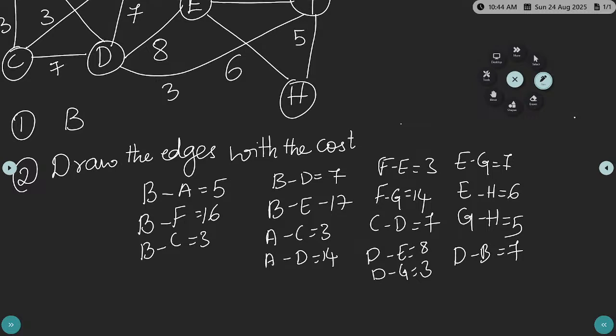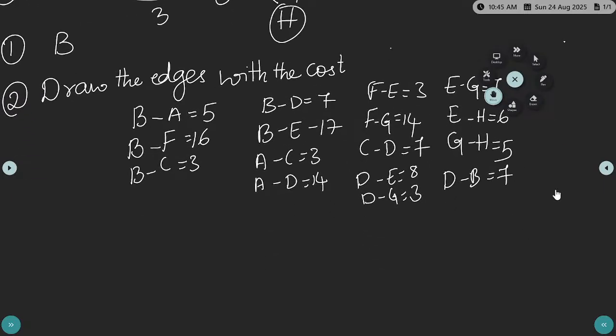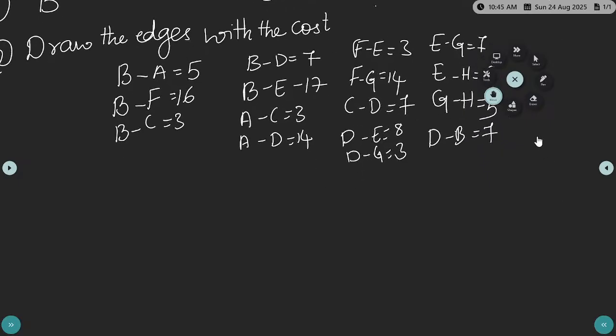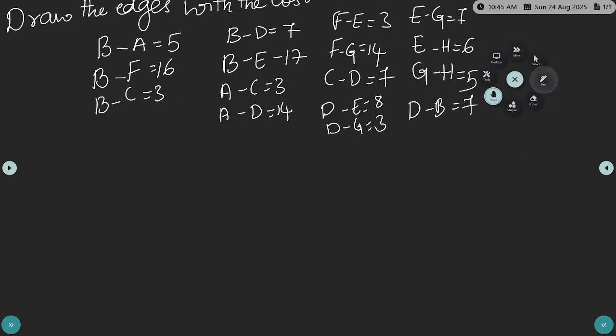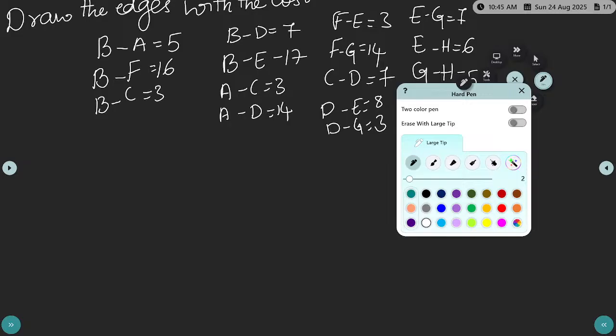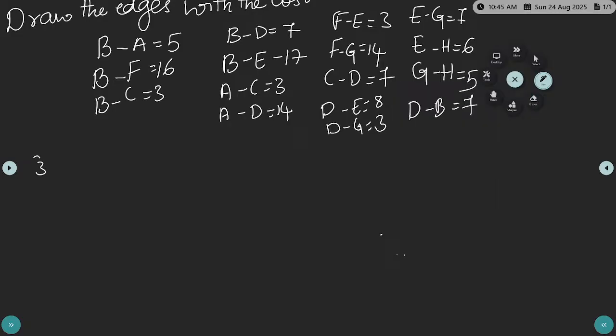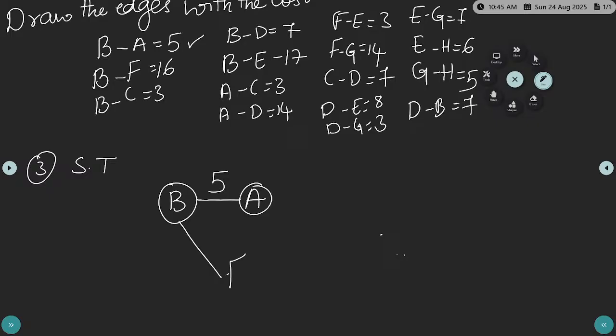Over. Now construct the spanning tree. Write on the first one. I have taken B as the start. So B to A is completed. The cost is 5. This is done. Next B to F. B to F, the cost is 16.